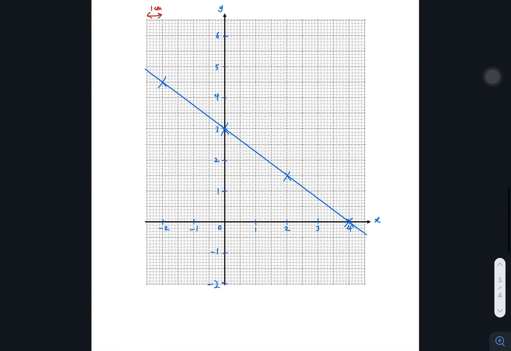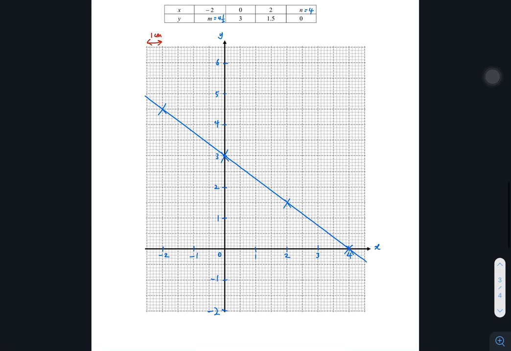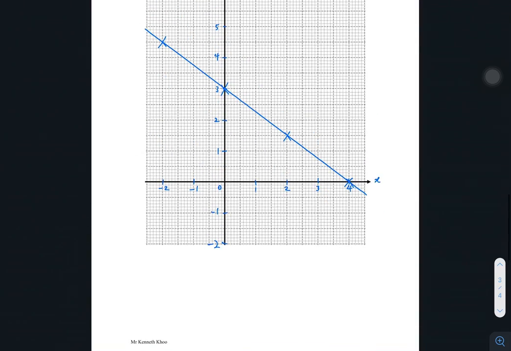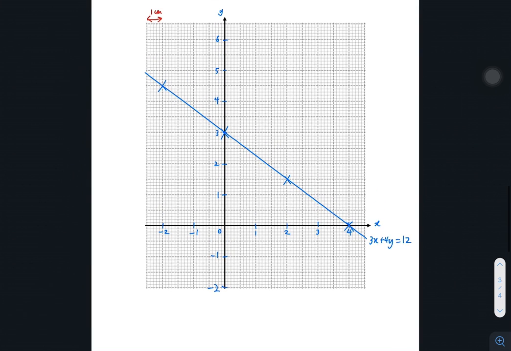Right, so this one, label the graph. This graph is called 3x plus 4y equals to 12. Okay, 3x plus 4y equals to 12. So here you go, we have this graph over here.